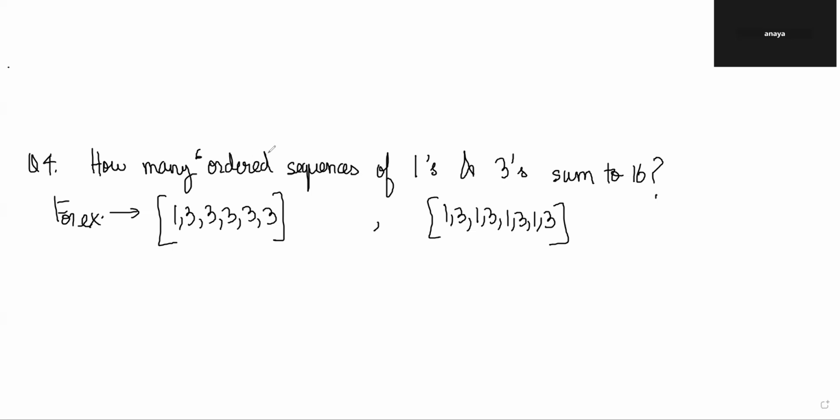Remember, you have to calculate the number of ordered sequences, which means that the order matters. So the same sequence could have been written as 3, 1, 3, 3, 3, 3, and that's a different sequence. You have to count it separately. Okay.